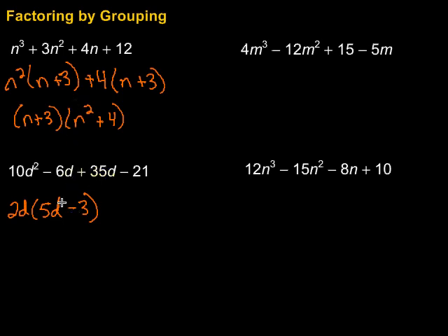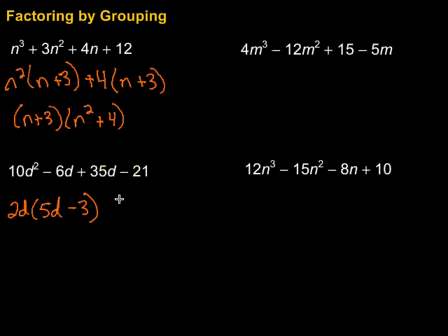One thing that I neglected to mention in the first one, we can always check what we did here, and we should check. Distribute this 2d back through, and we should end up with what we started with. So 2d times 5d is 10d squared. 2d times negative 3 is negative 6d. Okay, now let's head over to this second part here. We've got 35d minus 21.